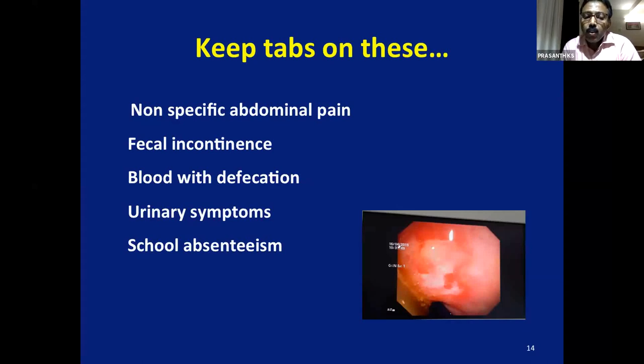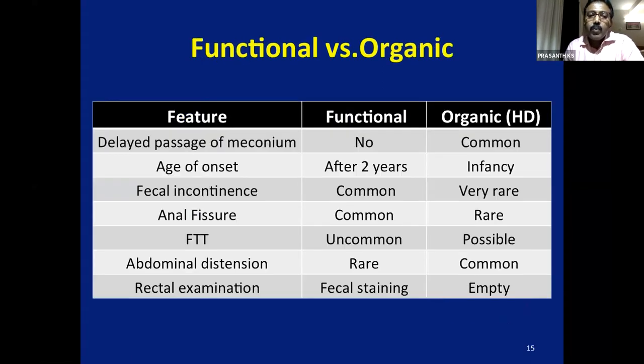Then, this non-specific abdominal pain can masquerade in the form of school absenteeism also. And very rarely, as shown in the picture, they can develop what is called a solitary rectal ulcer. They can present with profuse bleeding. If we ask the history, there will be a background history of long-standing constipation. So how do you differentiate between functional and organic causes? By organic, the most important condition that we should not miss is Hirschsprung's disease.